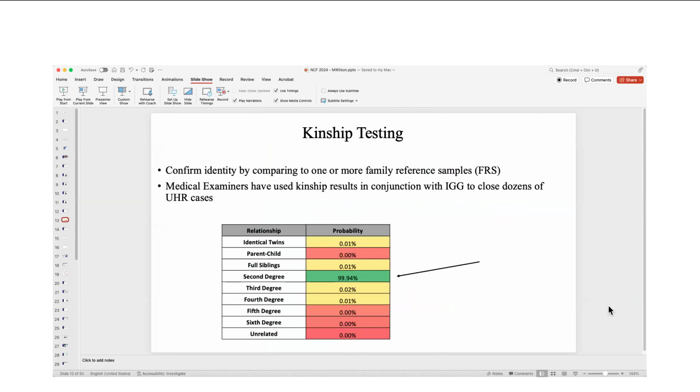So here's an example of a kinship testing outcome. You see here an analysis was done, a kinship analysis was done between an unknown and another sample. And a second degree relationship was obtained with very high probability. Almost all the probability falls on that second degree relationship. And this is very valuable information because, again, it refines those family relationships within this wider context and narrows down the possibilities.